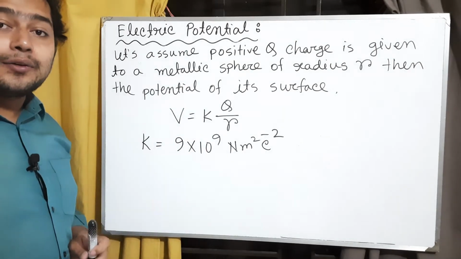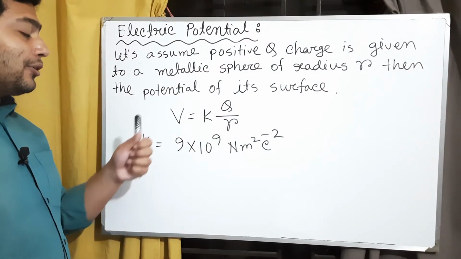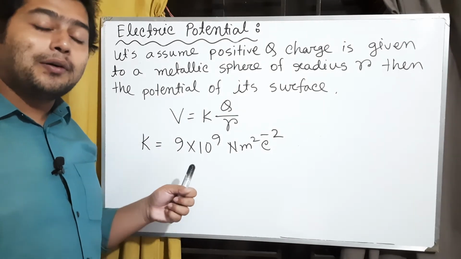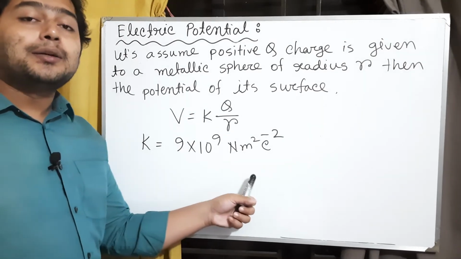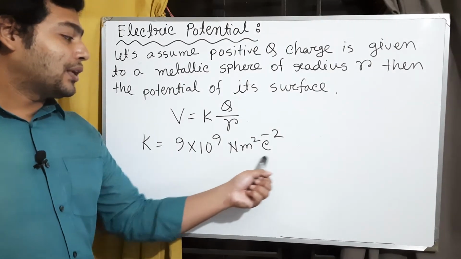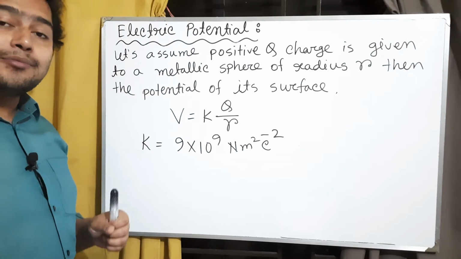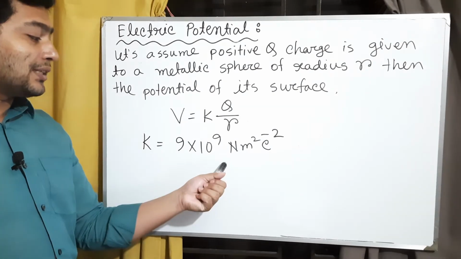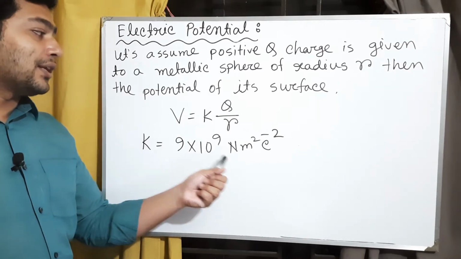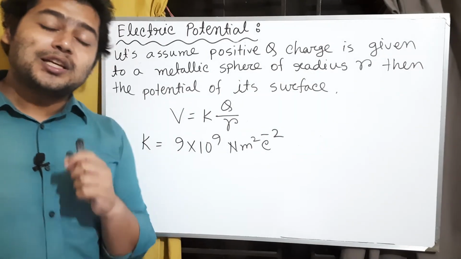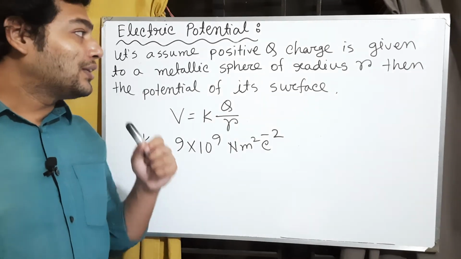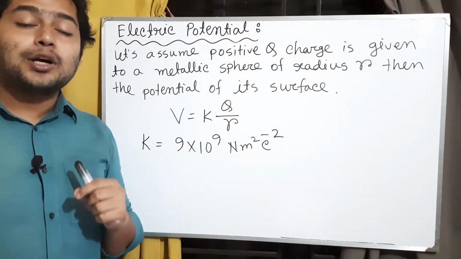Here K is our constant. You know that the value of this K is 9 into 10 to the power 9 Newton meter square per coulomb square. This is a very important value, and this unit of this constant is very important for MCQ type questions. So, my dear boys, you must remember that the charges are only situated on the surface of the sphere.